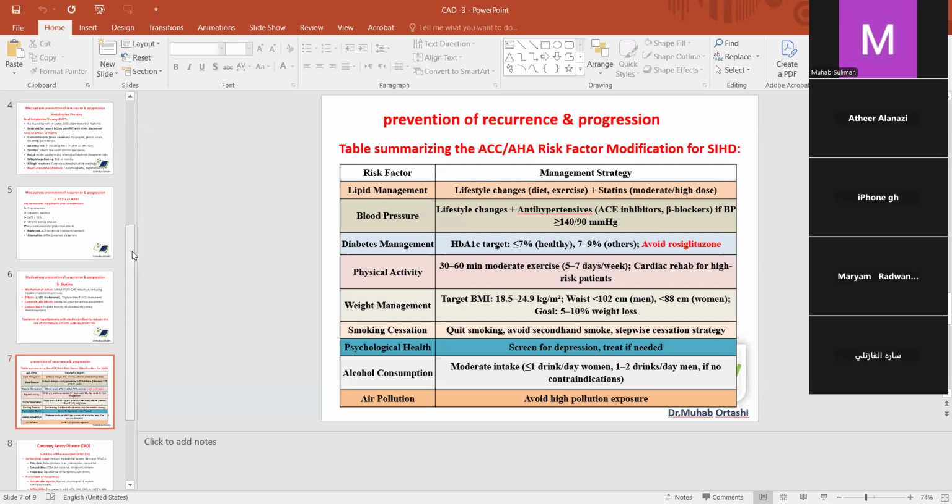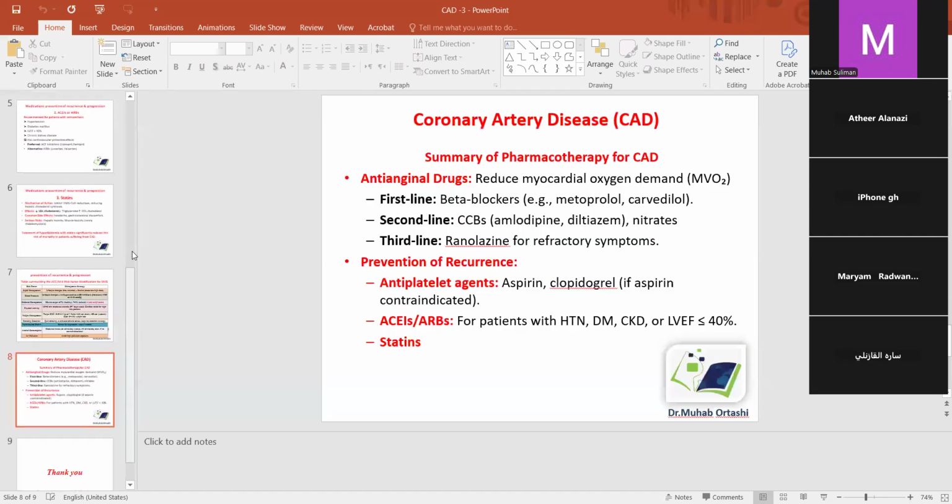You can read all of them to know the main features. The very important point we have to know is that when the patient has ischemic heart disease, stable angina or acute myocardial infarction, and diabetes, our target should be about 7 to 9 if the patient has other diseases, and below 7 in hemoglobin A1C. And the most important thing is to avoid the use of rosiglitazone because it will aggravate the cardiac cases.